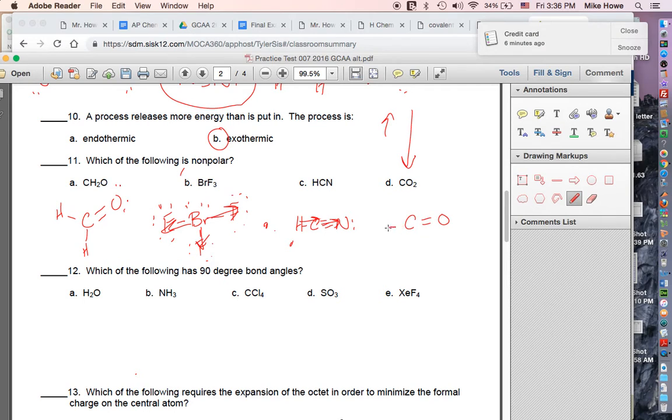CO2, linear molecule. They go this way, they go this way, so the vectors can't, oops, that's supposed to be straight out. So the vectors cancel, and it is non-polar. So the answer is D on that one.